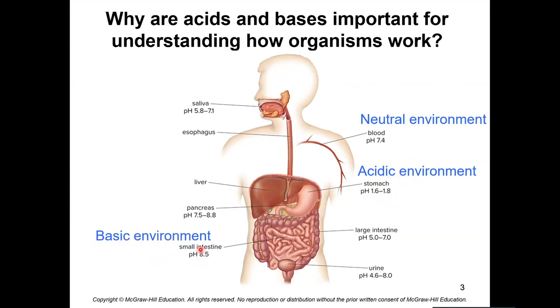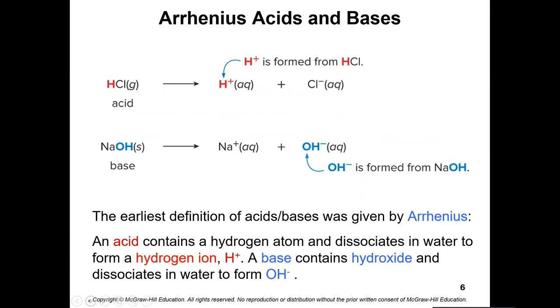So the point here is for you to see that different organs have different acidity or basicity levels. Some organs are going to be basic, some acidic, and some neutral. And this is going to depend on the kind of function that they have. And this is why it's important for us to understand acid-base chemistry. So let's define acids and bases. What do we mean by that?